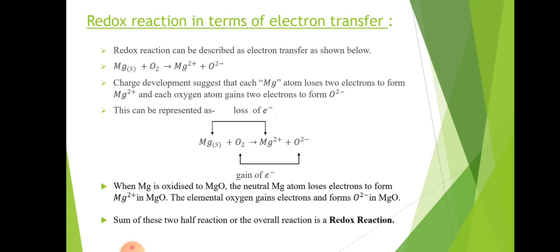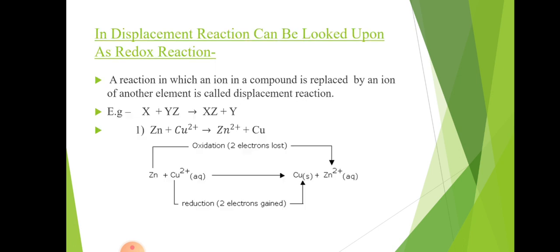That reaction is known as the redox reaction. In this reaction, the iron acts as a reducing agent because it donates electron, and the copper acts as an oxidizing agent because it accepts the electron. Then one more example, that is a displacement reaction, can be looked upon as a redox reaction.